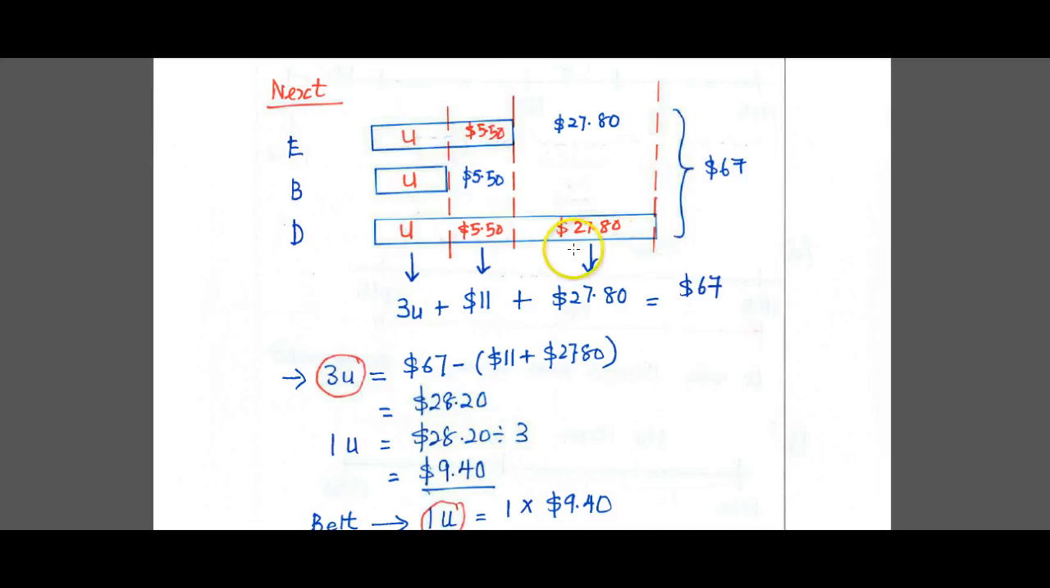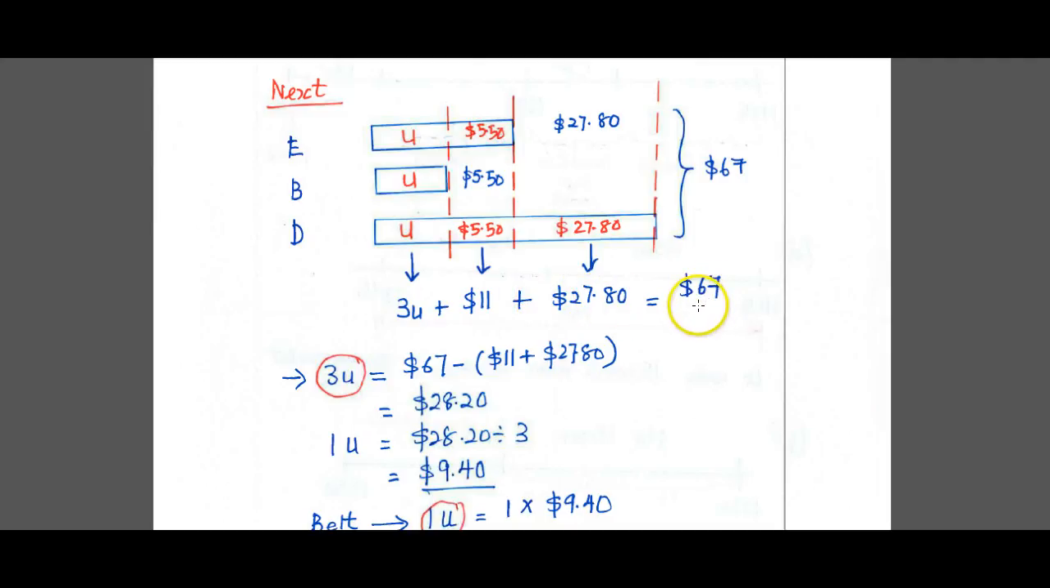If you see very carefully, there's a way of looking at this. Take all the 3U, put here. This is 3U plus this part here, $5.50 plus $5.50. Now ignore this blue part here. Only this part has value. $5.50 plus $5.50 gives you $11. And over here, only this part, $27.80. 3U plus 11 plus 27.80 is $67.